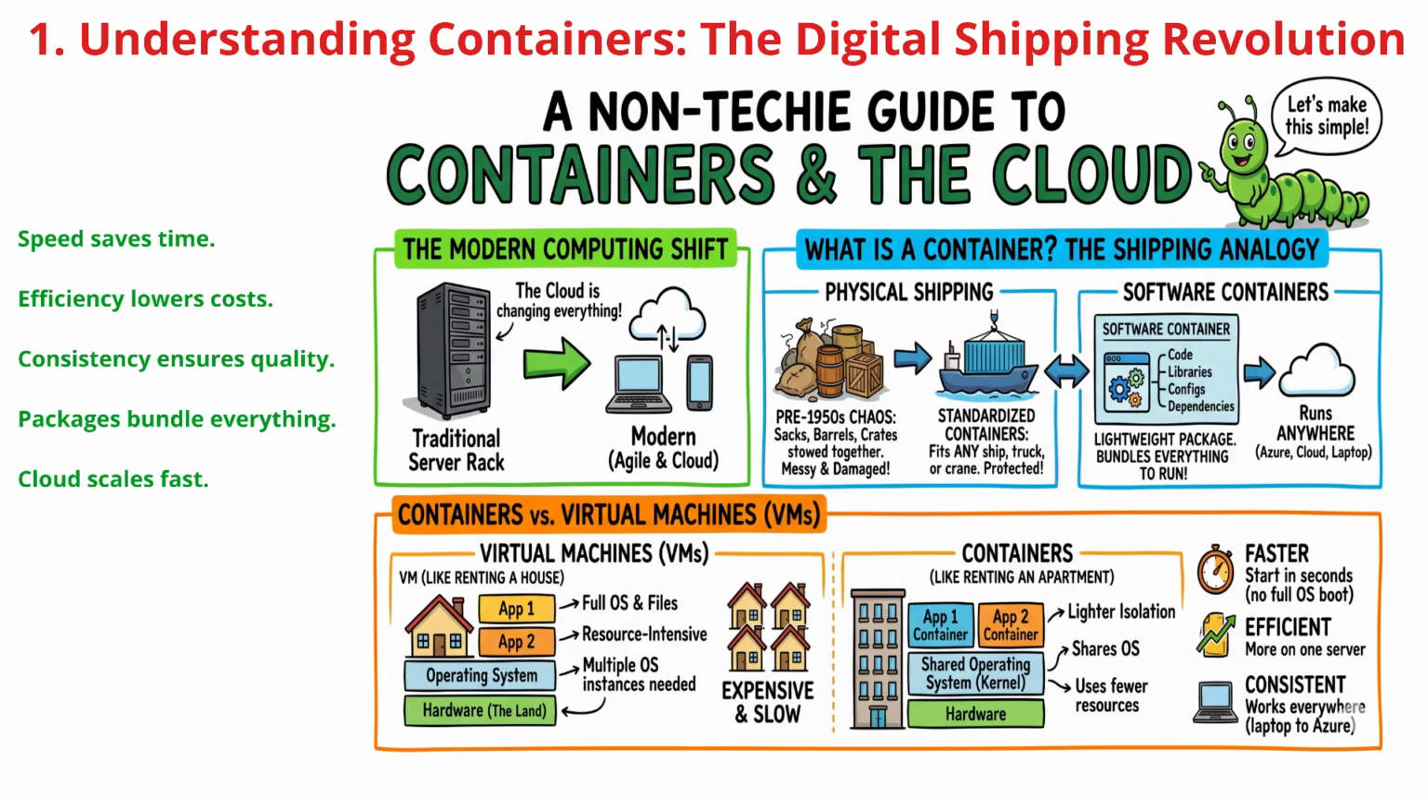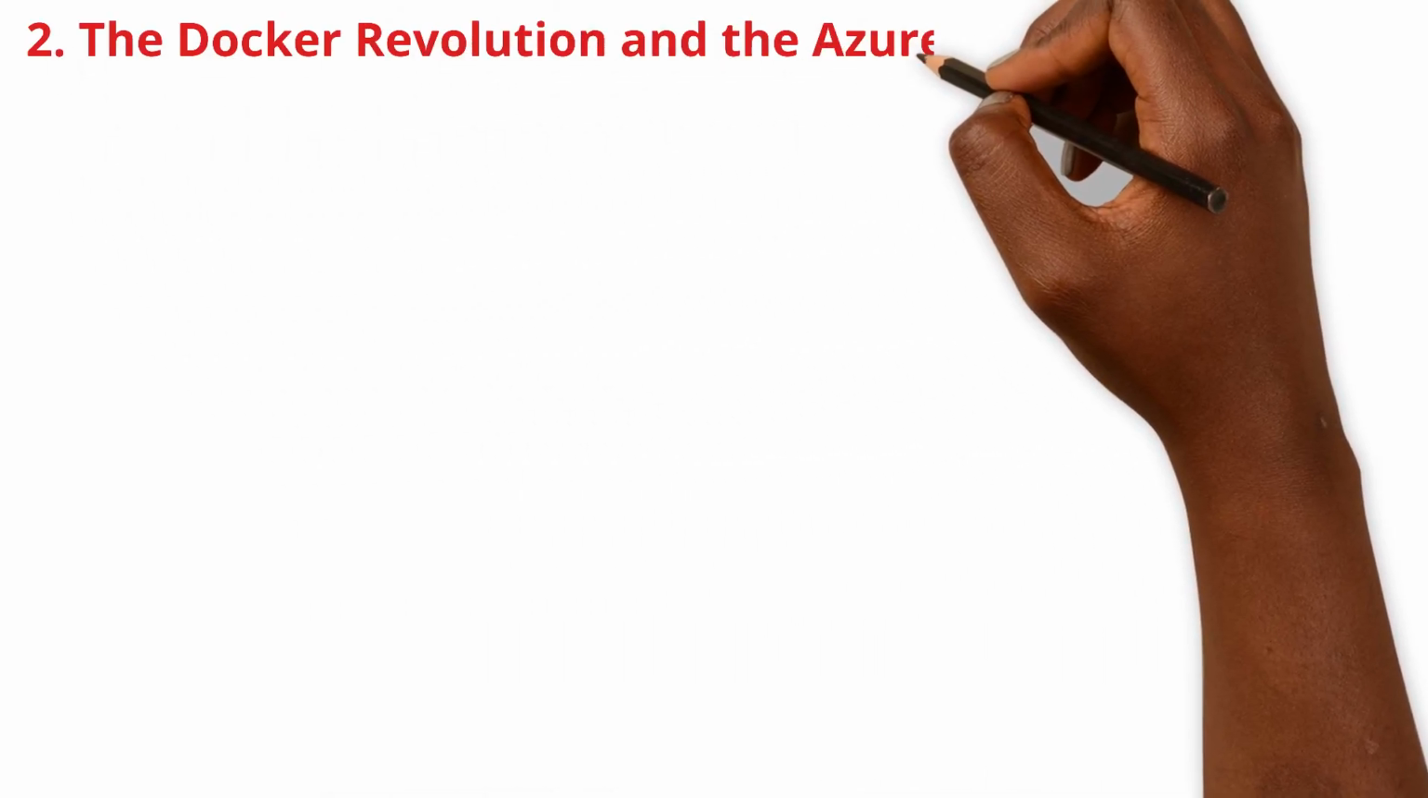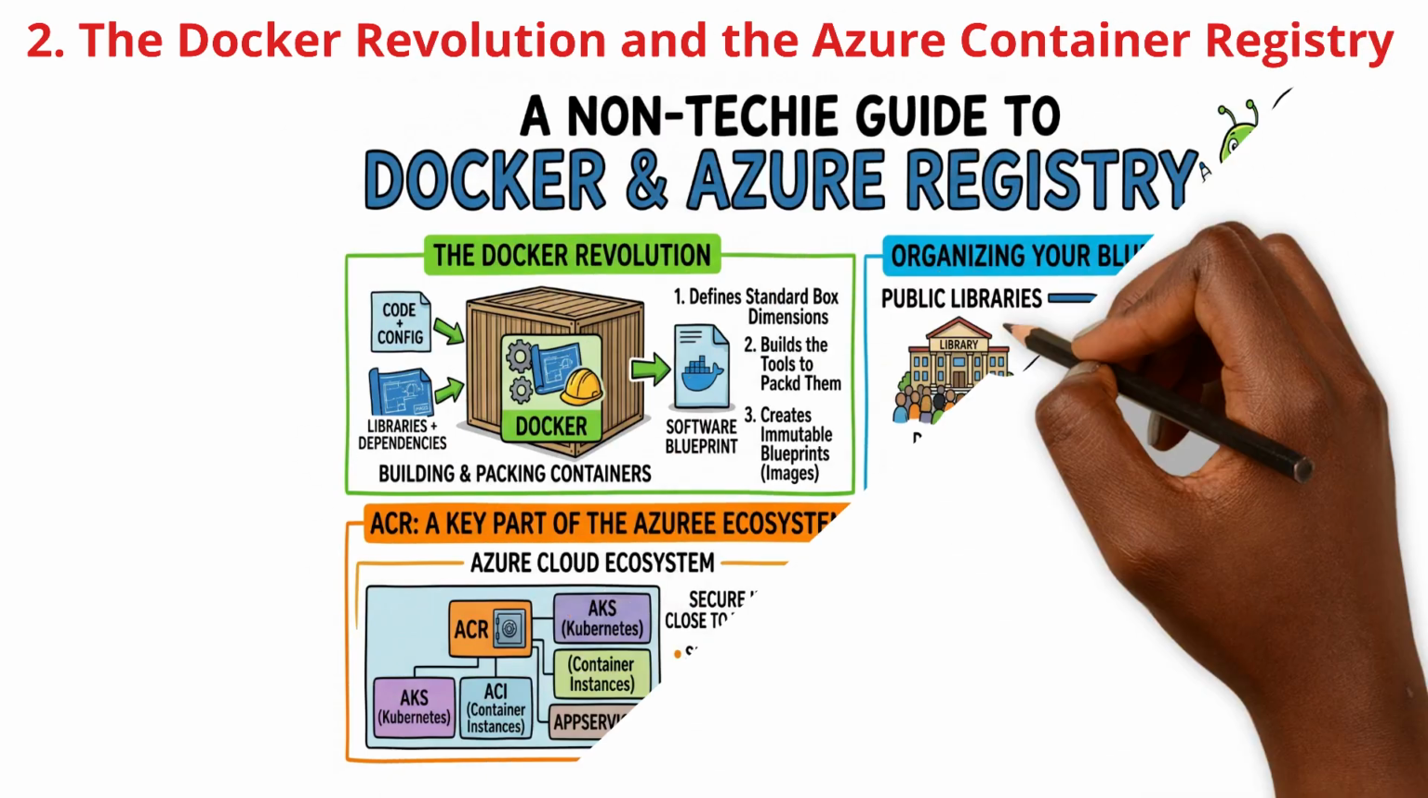Think of the old way, virtual machines, like renting a whole house just to store one piece of furniture. It's expensive, slow, and you need a separate house for everything. Containers are like renting modern apartments in one big building. They share the foundation and plumbing, the operating system, but stay private and secure. The result? They start in seconds, fit more onto your servers, and work perfectly every single time. It's computing simplified.